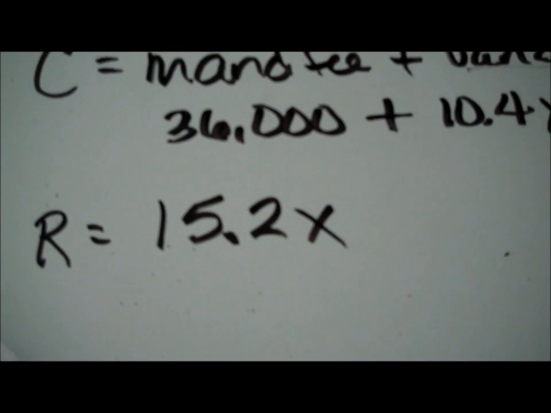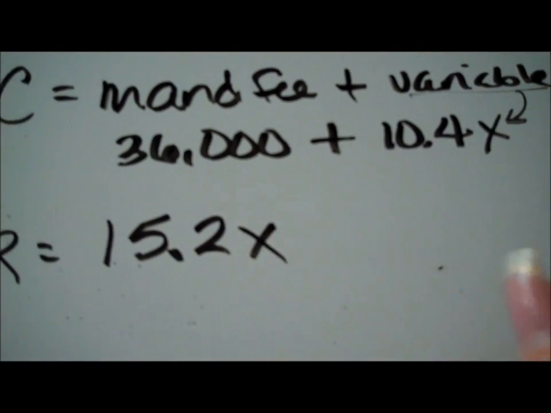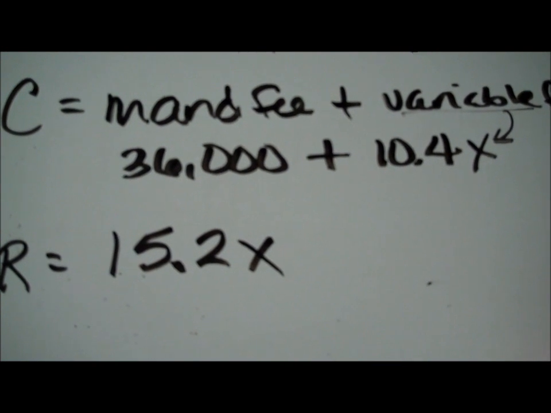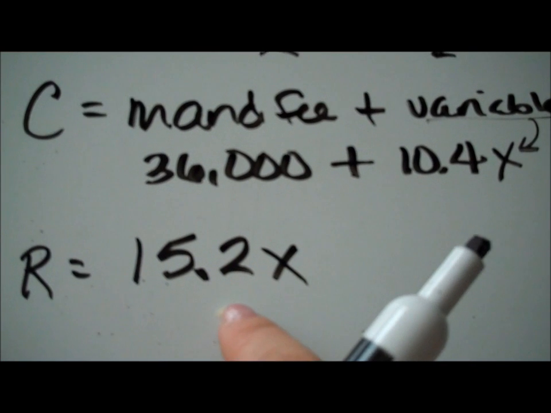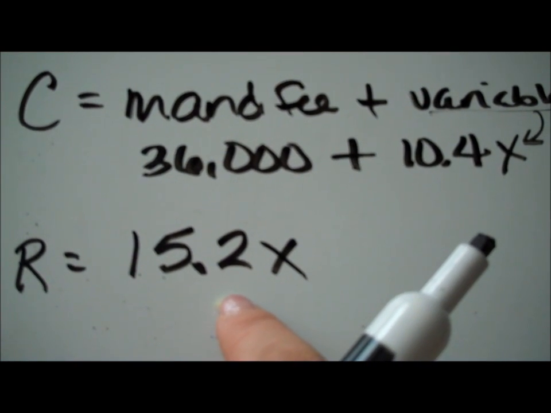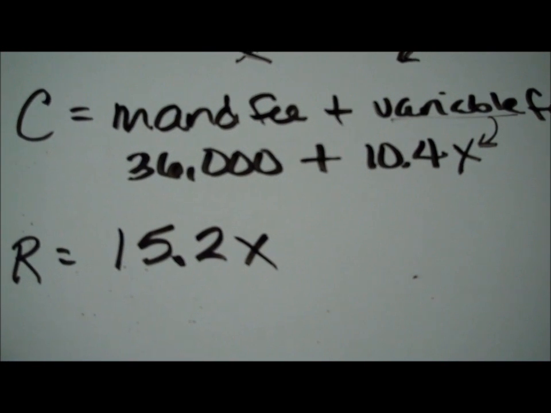Per means times here. Okay, and you're probably wondering why I left off the zeros. Those zeros are going to get in your way. They are not needed. This still represents $10.40. This still represents $15.20. So you don't need those extra zeros.